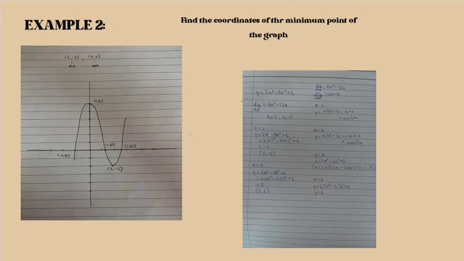So x equals 0, replace it. y = 2(0)³ - 6(0)² + 6. So the answer will be 6. So x will be 0 and y will be 6. As you can see, the final answer is on the left side for the equation y = 2x³ - 6x² + 6.